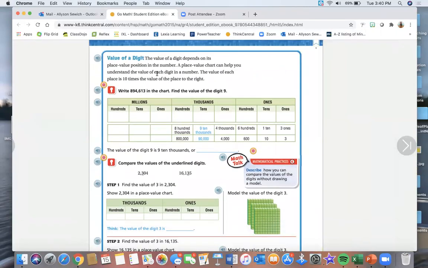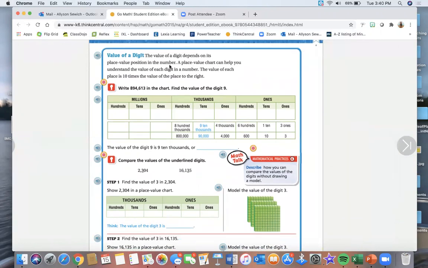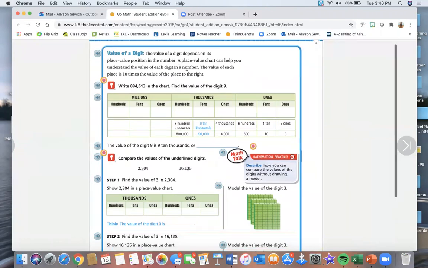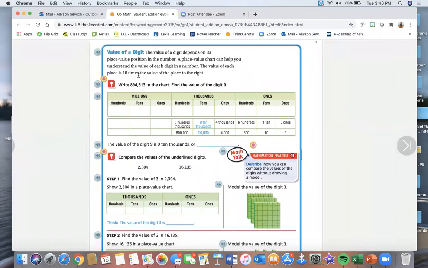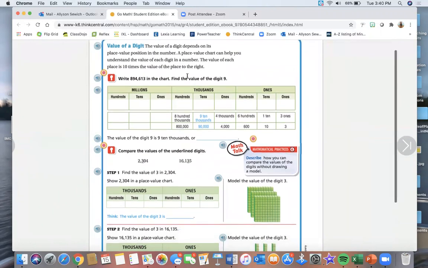All right, so now we're looking at the value of a digit. The value of a digit depends on the place value position in the number. A place value chart can help you understand the value of each digit in a number. The value of each place is 10 times the value of the place to the right.